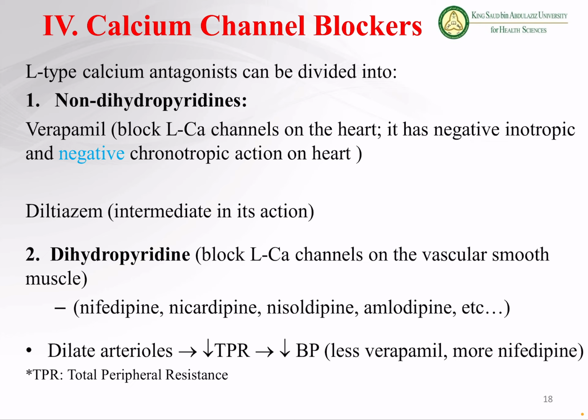So how do these drugs work? They dilate the arterioles and decrease the TPR, which stands for total peripheral resistance, and thus they decrease the blood pressure. So these are the calcium channel blockers. This decrease in TPR is less with verapamil and more with nifedipine or amlodipine.